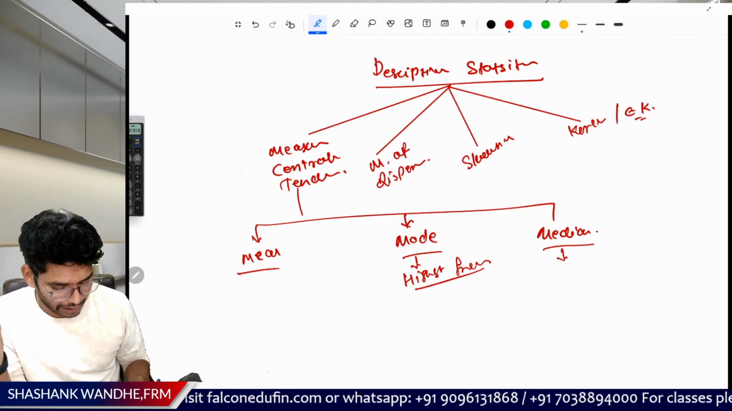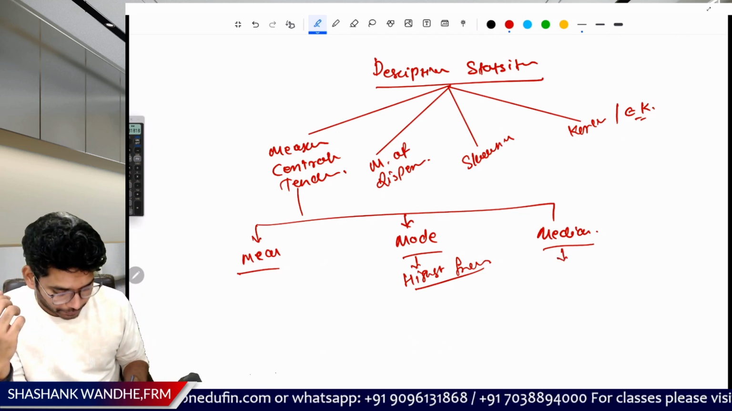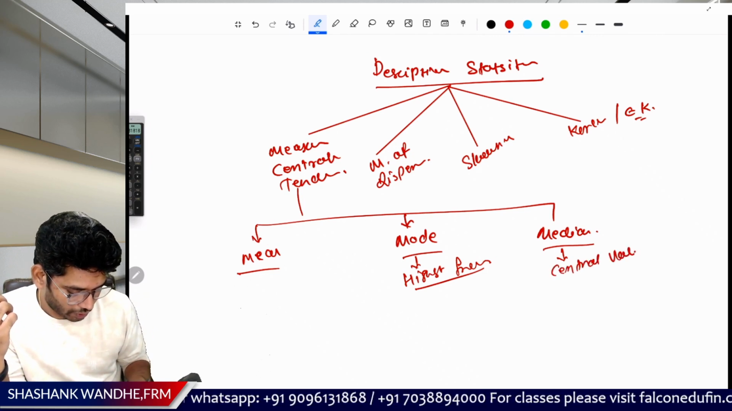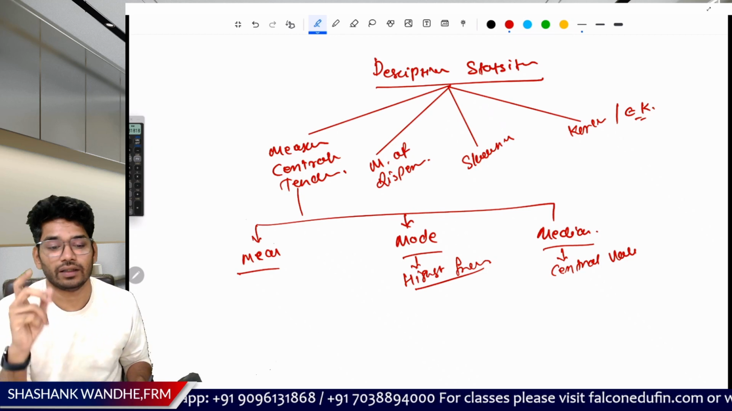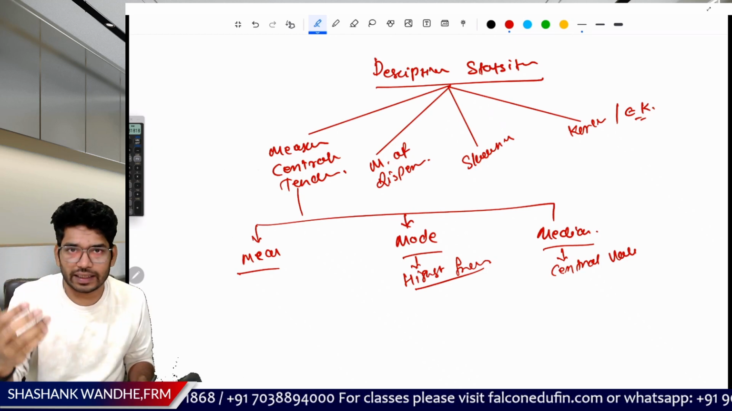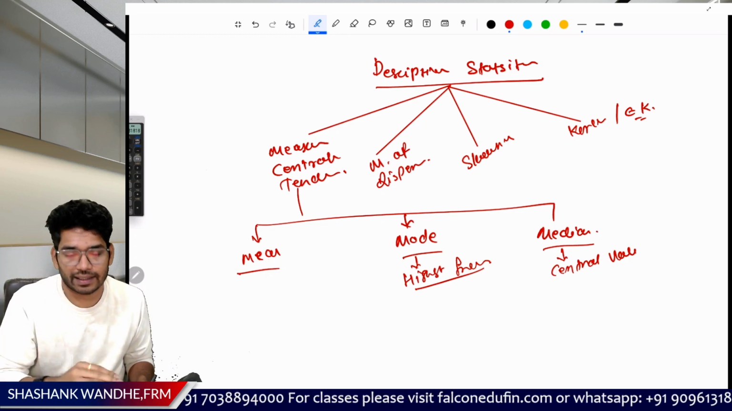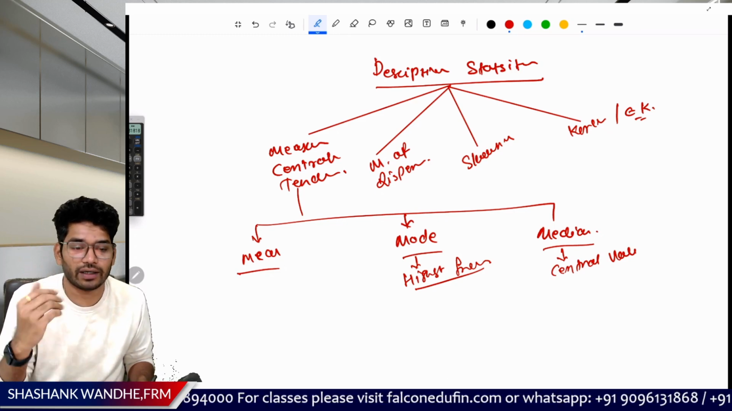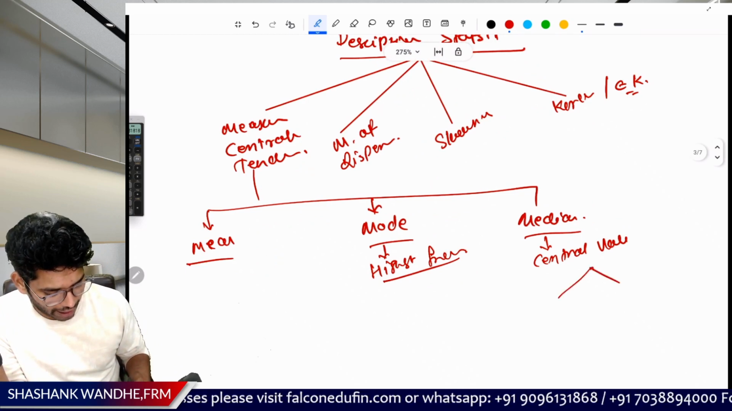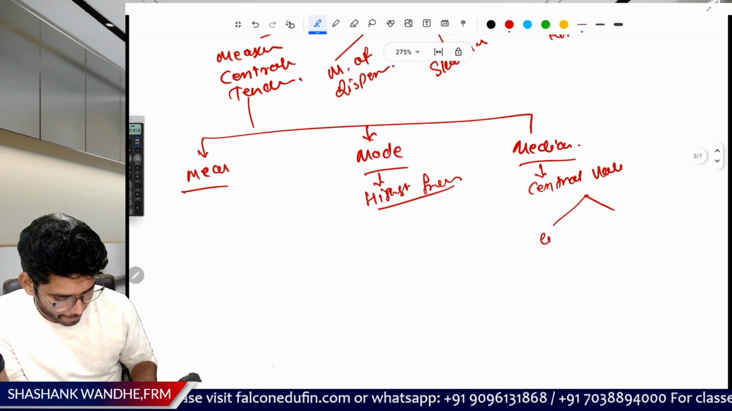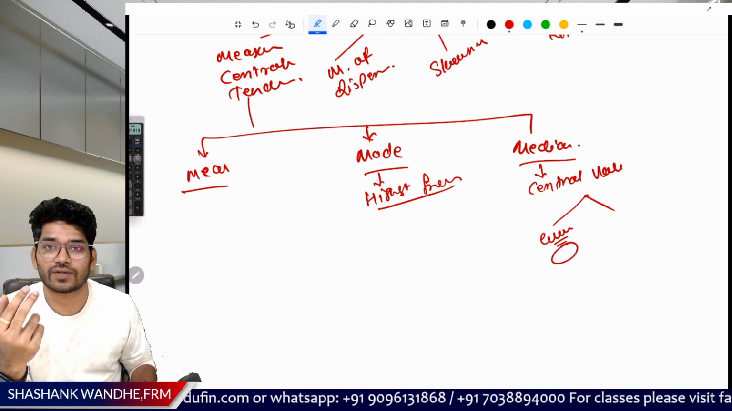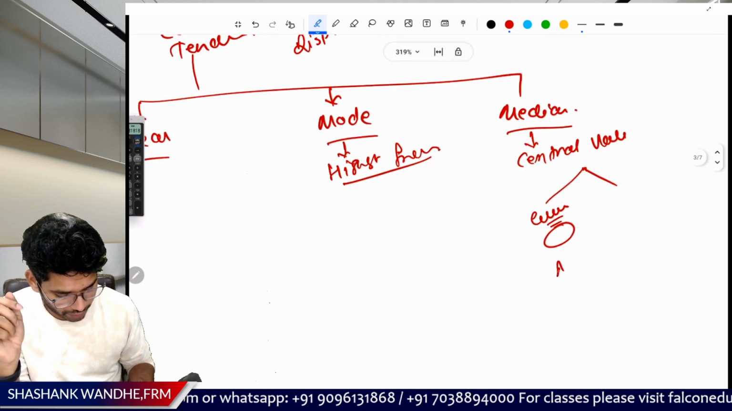Then we have the median, and the median is the central number or central value, the value in the center after ordering the data. You can have the ascending order or the descending order. Generally we say after ordering the data in ascending order, then find the central value. If you have an even number of data, you won't get the exact center. So you will get 2 values in the center, and you simply take the average of those 2 values.